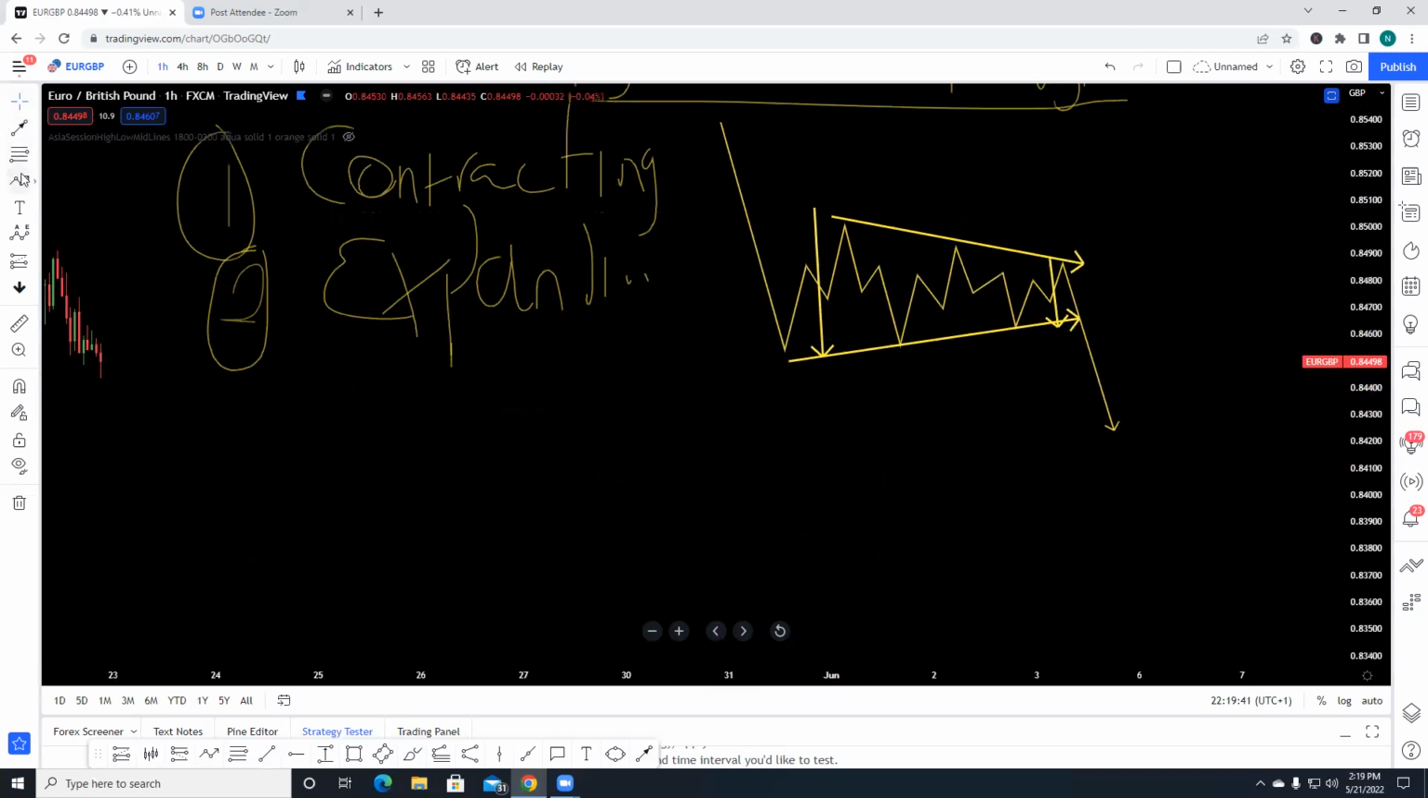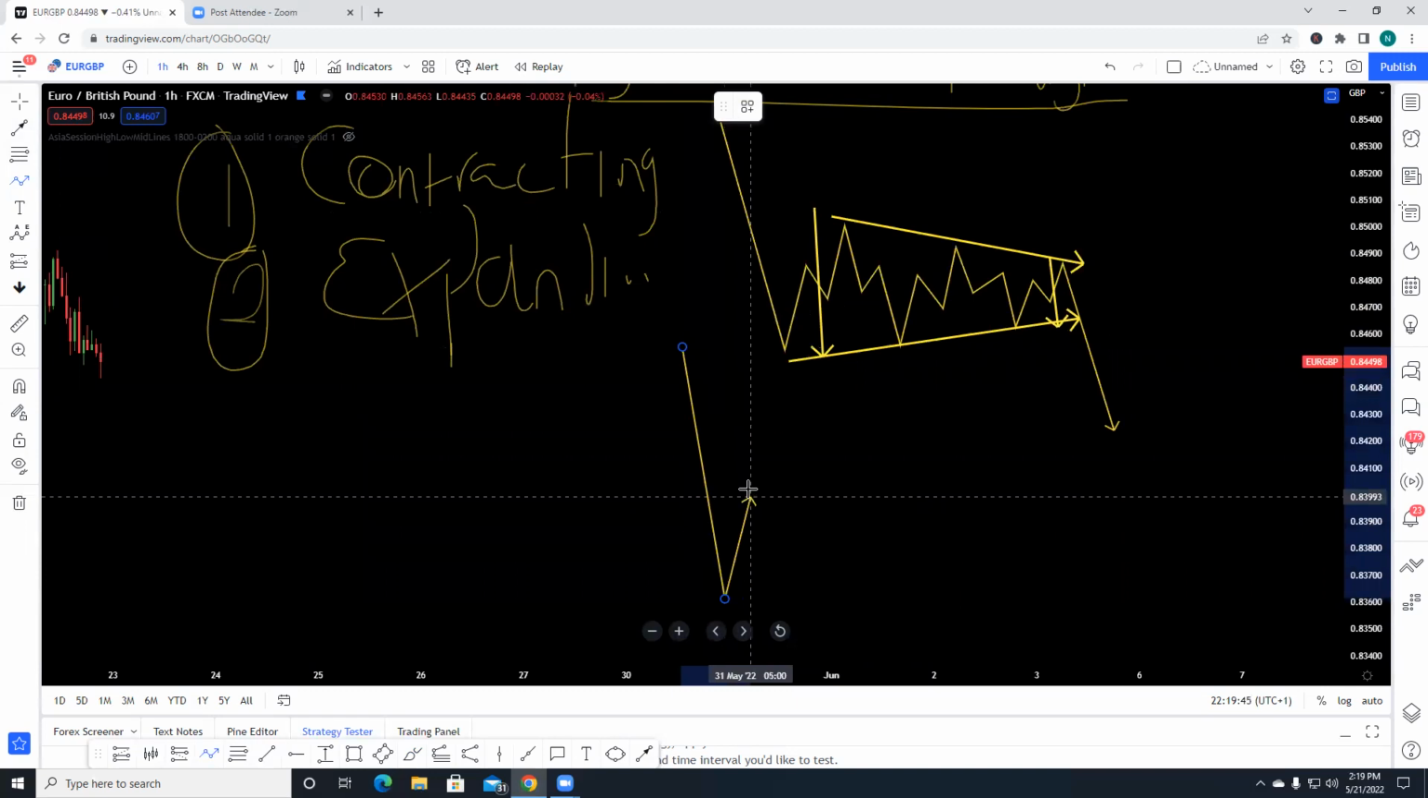Now, let me draw an example of an expanding triangle. Can you see?